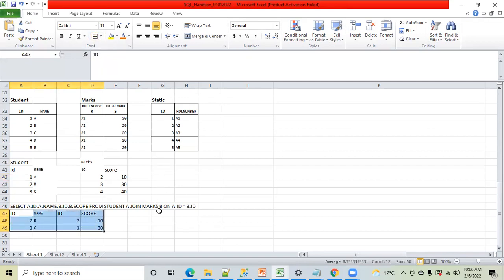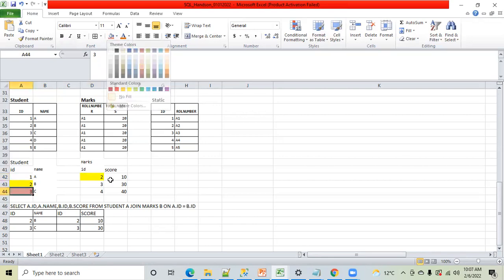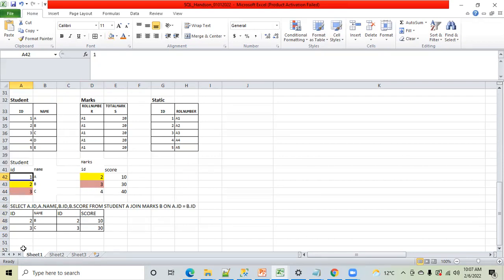We have to fetch only the matching records between the two tables. This is the inner join. So this ID 2 is matching with this ID 2, correct? And this ID 3 is matching with this ID 3. That is why you told me that this ID is matching and I will give you this data. But for ID 1, there is no matching record in the marks table. So that is why you told me that we cannot give you data for ID 1, right?